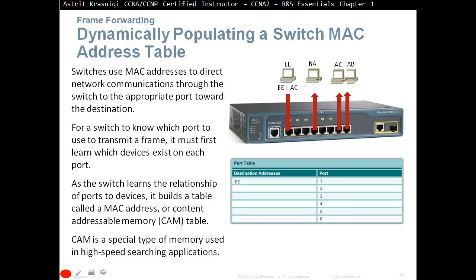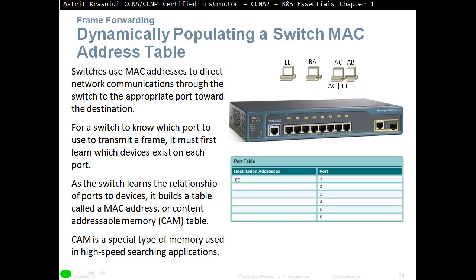Okay, so now BA gets that frame. BA, this PC here, looks at it and says, okay, well, the destination is not for me, it's AC. AC looks at it and says, okay, well, the destination is for me, so let me open it further. While AB does the same as BA, just throws it away. Now AC will reply. So it will put the source address AC, and EE as the destination address.